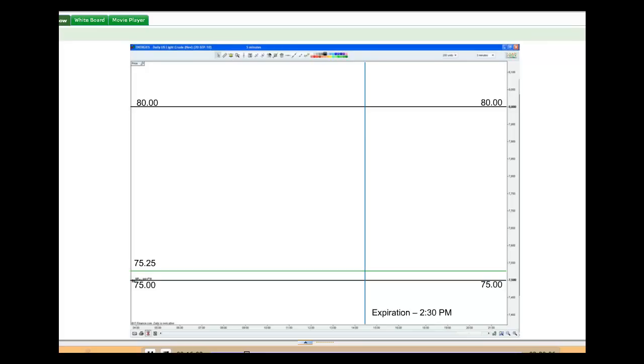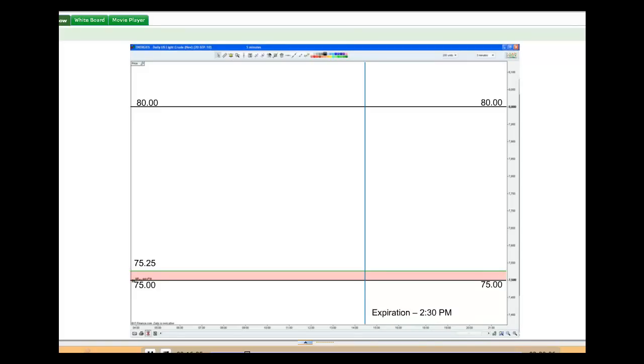Now, we've got an expiration time. These are short-term contracts. We will take a quick look, though, at how we can use these for more of a swing-type trade. So we've got an expiration. The contract expires. In this case, we're going to be buying right around 75.25.